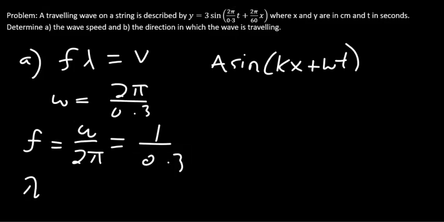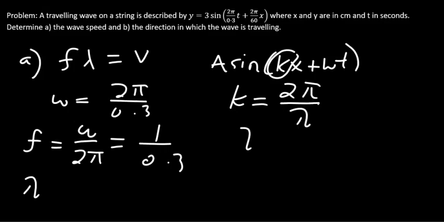Now let's do the wavelength. We know the number that multiplies the x is the wave number. The wave number is related to the wavelength as 2 pi over wavelength. So that means wavelength is 2 pi over the wave number.